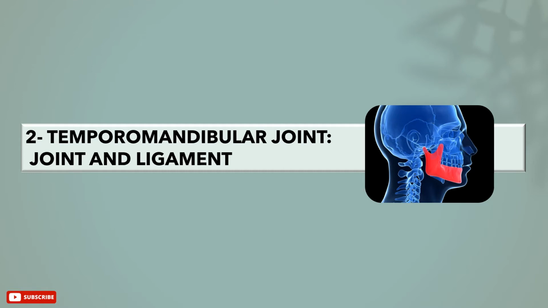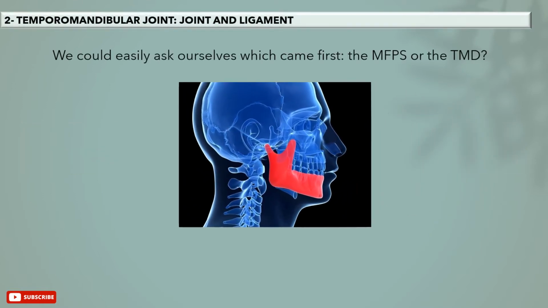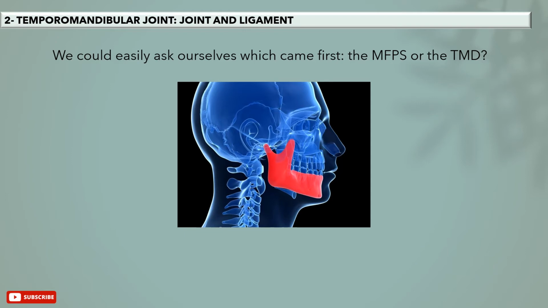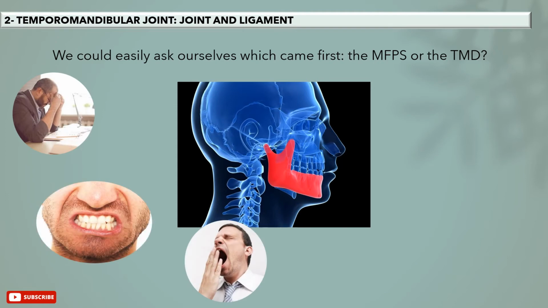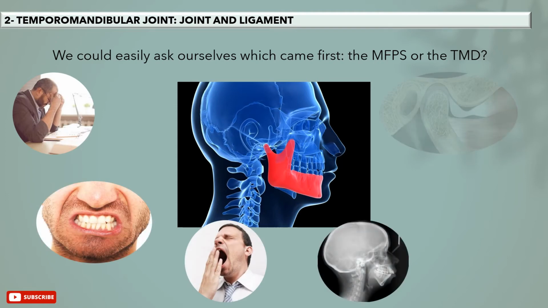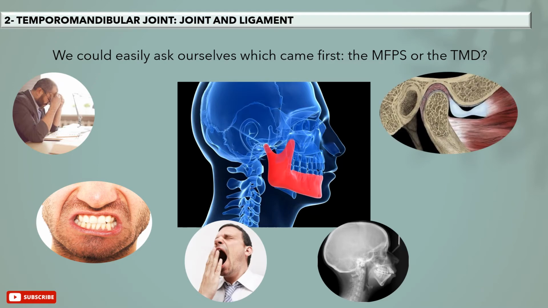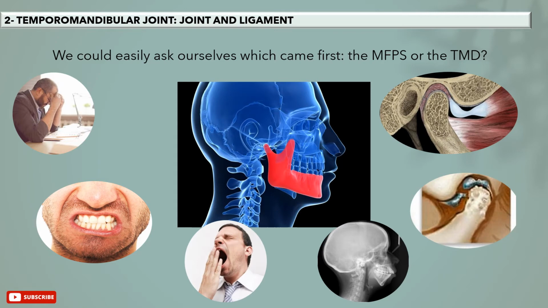Second cause of non-odontogenic pain is temporomandibular joint. We ask ourselves, which comes first, the myofascial pain syndrome or the temporomandibular joint disorder? The truth is that they are both subcategories of the same musculoskeletal disorders. Factors such as stress, hypermobility, parafunctional habits, developmental anomalies, any disc derangement or movement, and internal resorption can all cause temporomandibular joint disorders.